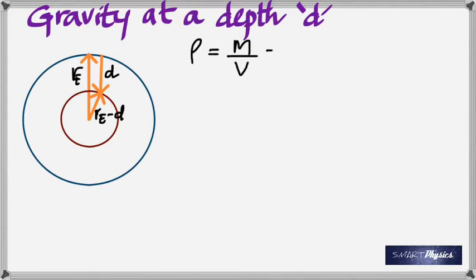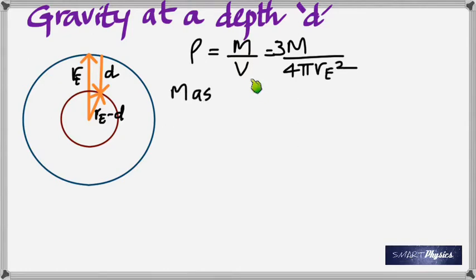Density is defined as mass by volume, correct? And what's the formula for volume of a sphere? 4 by 3 pi r cubed. So the mass of the Earth divided by 4 by 3 pi RE cubed. The 3 goes to the top. That's all I did. The 3 goes to the top. So that's the density.